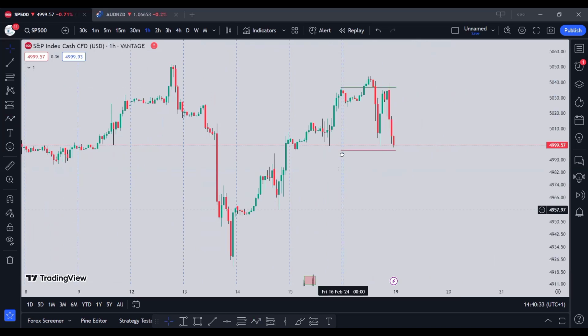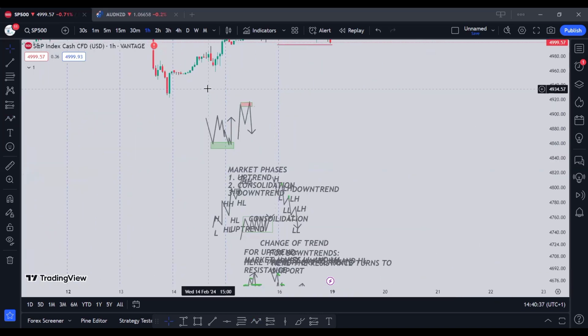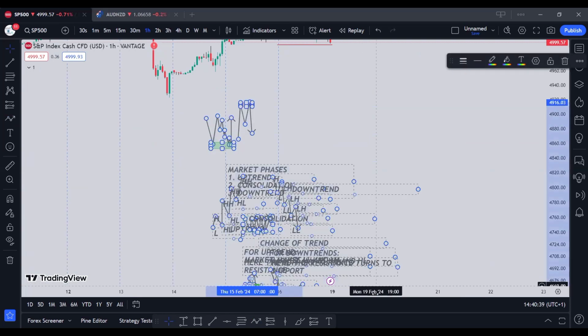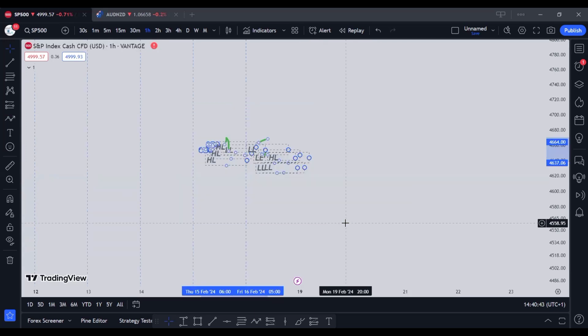Very, very important. Now you can see the usefulness of what? Of support and resistance. This is what they call the change of trend.